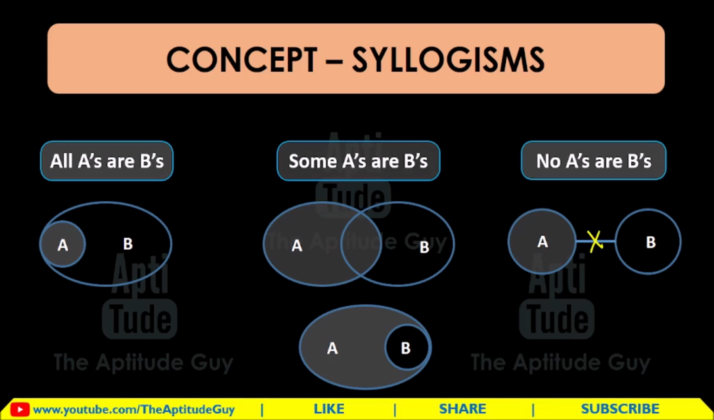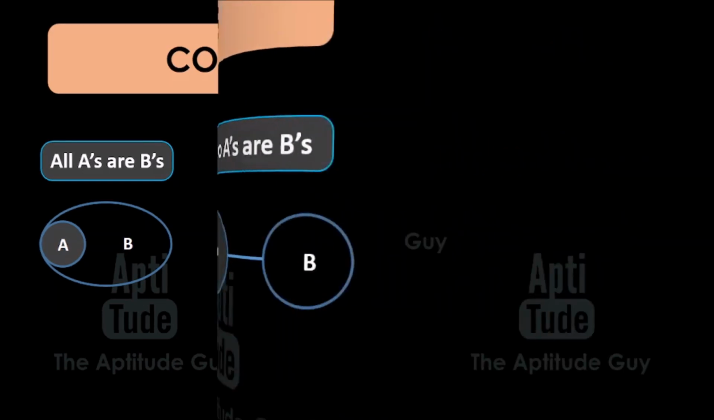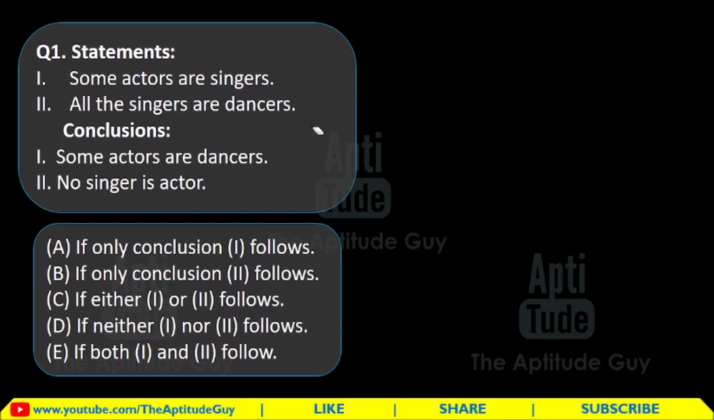Now, using these Venn diagrams, we will be solving a lot of questions on syllogisms. In this particular video, we'll be focusing on some very simple types of questions, and in part 2, we'll be focusing on tougher questions. Alright, so without any further ado, let's get started with the questions. Question number 1. We'll solve this one together. Some actors are singers, all the singers are dancers.